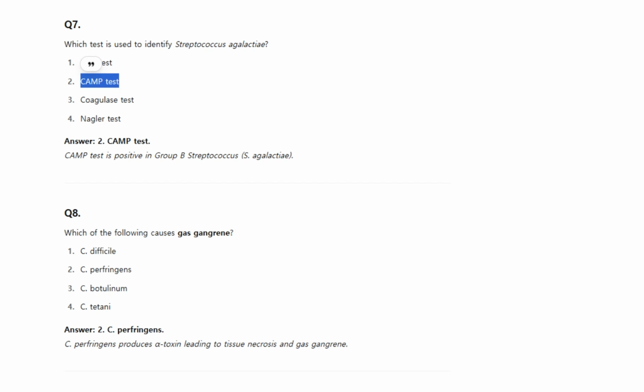Q8. Which of the following causes gas gangrene? 1. C. difficile, 2. C. perfringens, 3. C. botulinum, 4. C. tetani. Answer 2. C. perfringens. C. perfringens produces alpha toxin leading to tissue necrosis and gas gangrene.